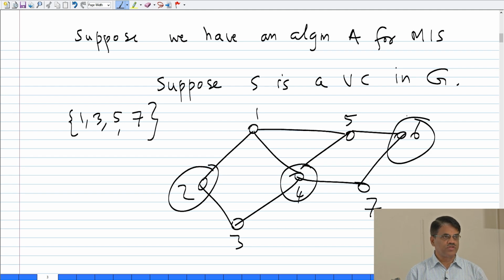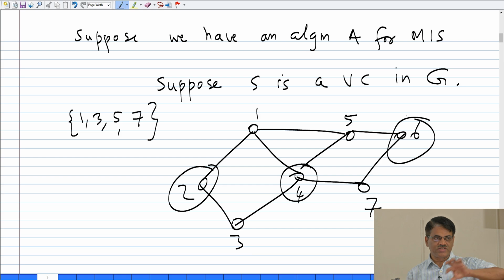Can you see some property of the remaining vertices? Okay. So, let me ask my question again. You are almost there. I asked, let us take the complement set, which is 2, 4, 6. What is the property of this 2, 4, 6 set? It is an independent set. Can we prove it? In this example, it is independent. Can we show that it is always an independent set?